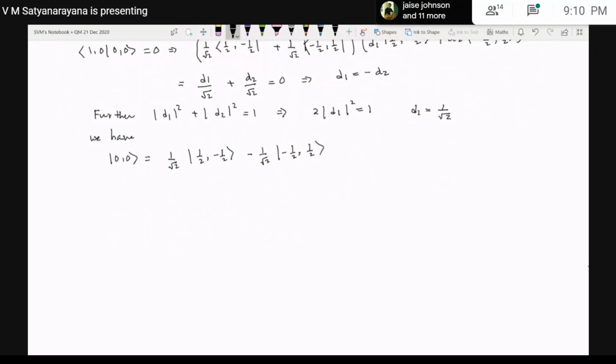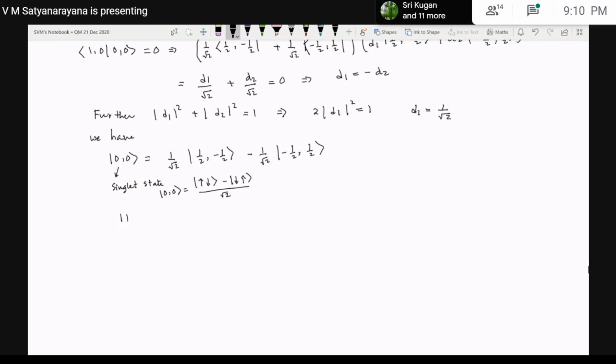So capital J is equal to 0, whatever we have here, this is a singlet state. Essentially, this is like up down minus down up by root 2. So this is a singlet state. Your 0, 0 is basically a singlet state, and your 1, 0 is a triplet state. So you can have triplet states like this.